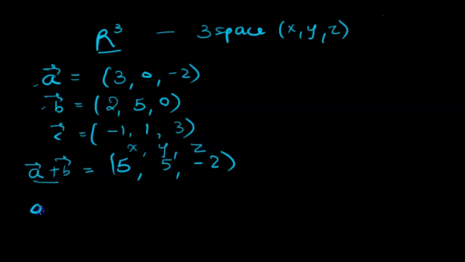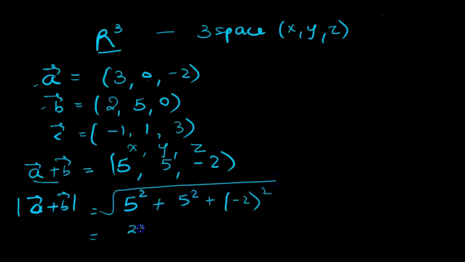If we are asked to find its magnitude, we take the square of the individual components and square root the sum. So we get 25 plus 25 plus 4, which gives us square root of 54. And this is how we add and subtract vectors when given in component form, be it R2 or R3 space.